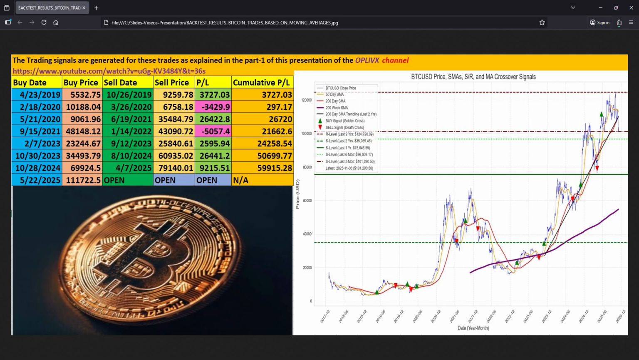This video shows the simulated backtest results of the trading of Bitcoin based on the moving averages computed on its daily closing prices. This is a sequel to the Bitcoin long-term bullish trend analysis video that I had published on the OpLiveX channel yesterday, and the link is shown here, and I will also add it to the description.